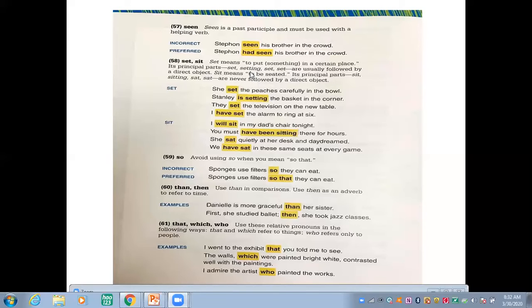So here are the examples. I went to the exhibit that you told me to see. The walls which were painted bright. I admire the artist who painted the work. So here you can see the difference. That you can sometimes use for both living and non-living, but the standard way is this: you use that and which to refer to things, and who to refer to people.